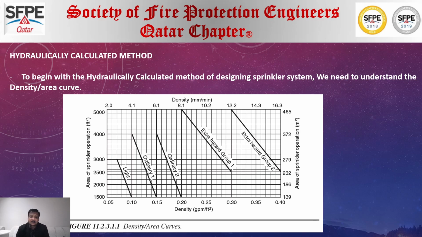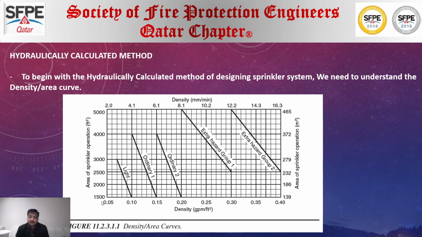So let us see these examples here. Let us see one example based on this density area chart. If you look into the light hazard line, these are the 5 types of hazards, as you can see. The area of operation which you can design is from 1500 square feet to 3000 square feet. And the corresponding water densities are taken based on the area of sprinkler operation you are choosing for your design.